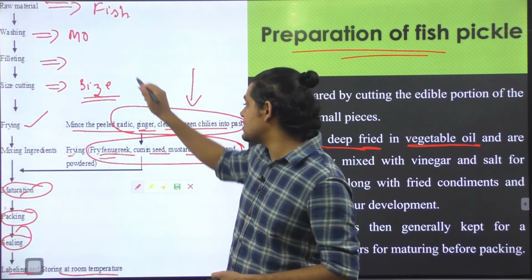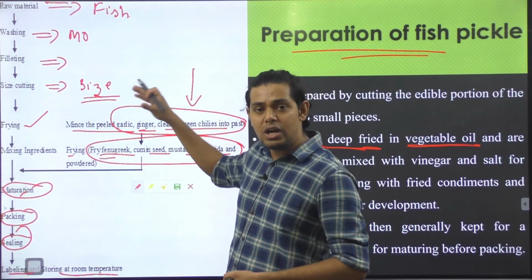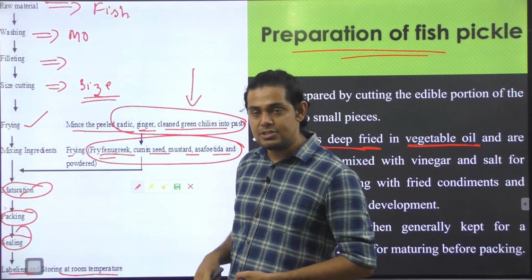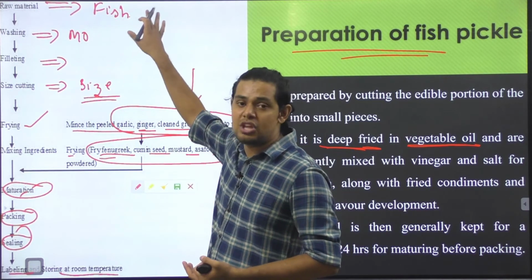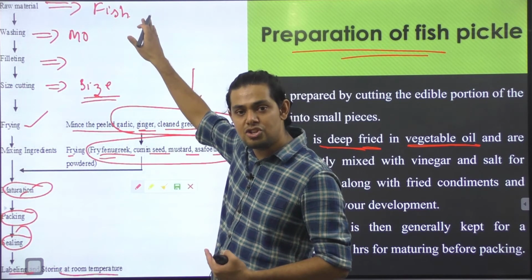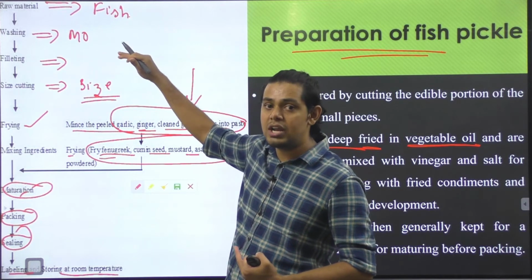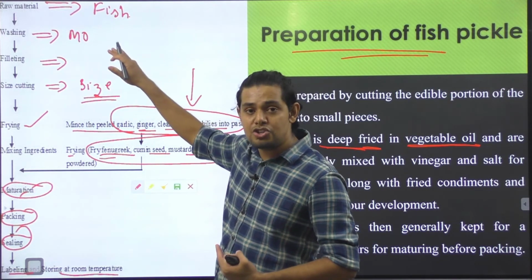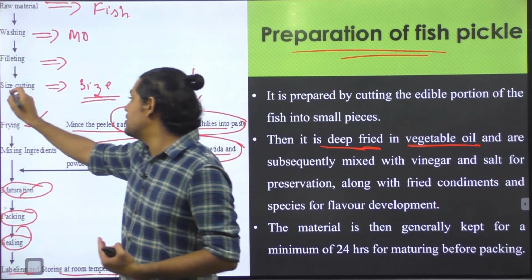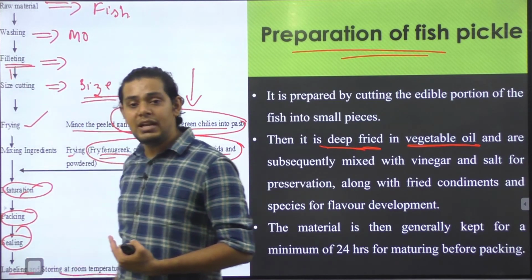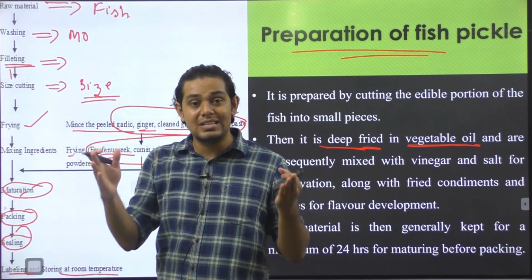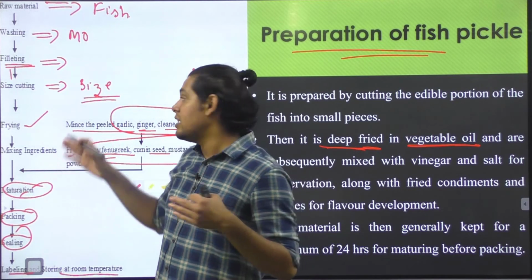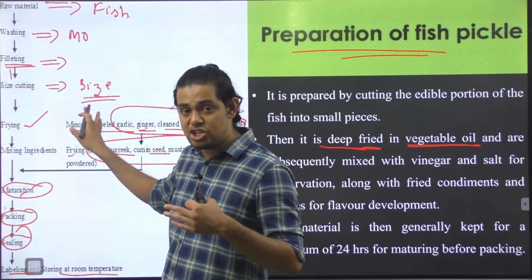So this is the process protocol which is involved in the preparation of the fish pickle. It starts with the raw material. The important raw material here is the fish, and the fish has to be subjected to all the other unit operations, effectively to obtain the fillets. After obtaining the fillets, it has to be portioned into desirable size and deep fried in the vegetable oil.